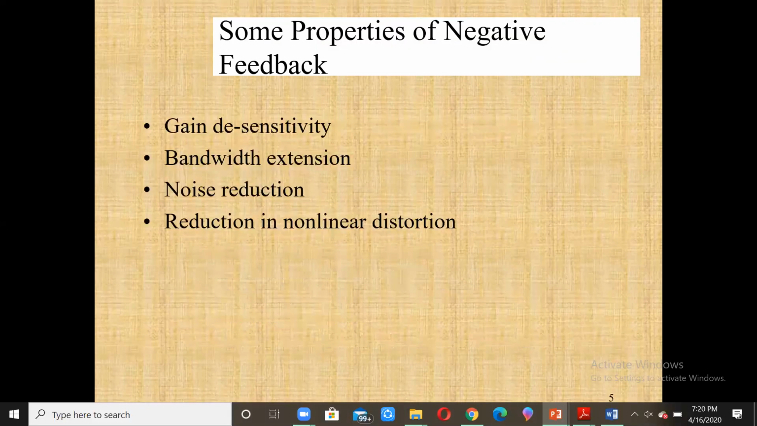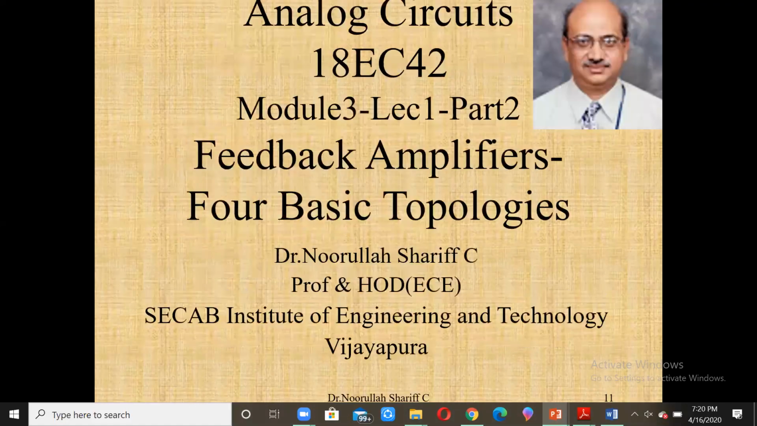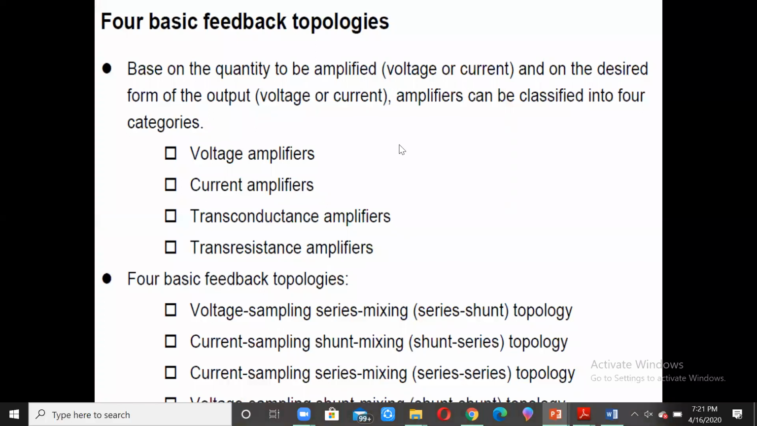We have seen the general architecture of the feedback amplifier, and some of the properties such as gain desensitivity, bandwidth extension, noise reduction, and reduction in nonlinear distortion. Further, in Part 2 we discussed the four basic topologies, the different types of amplifiers depending upon what the input is and what the output is. We have a voltage amplifier, with input and output both voltage, and that refers to the feedback topology of voltage sampling and series mixing, also known as series shunt topology.